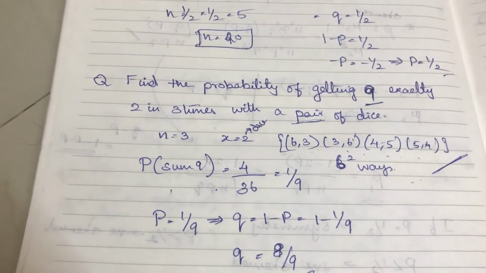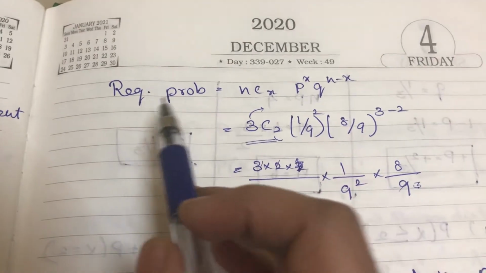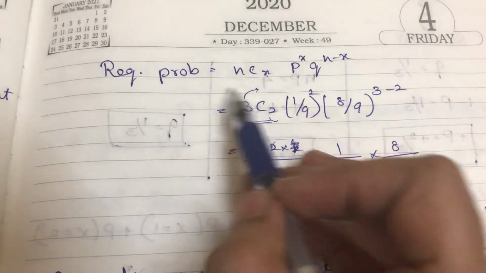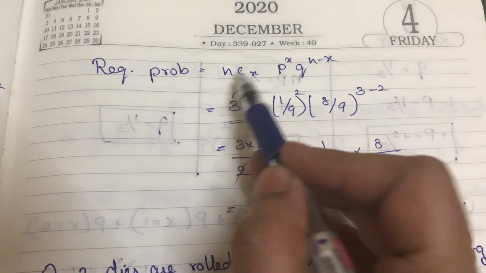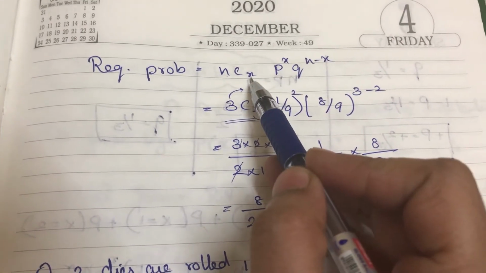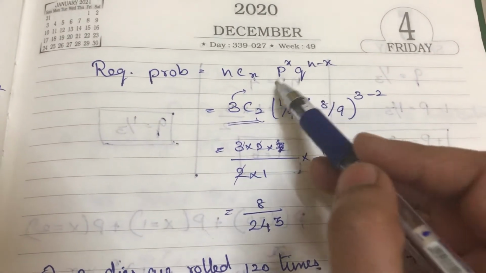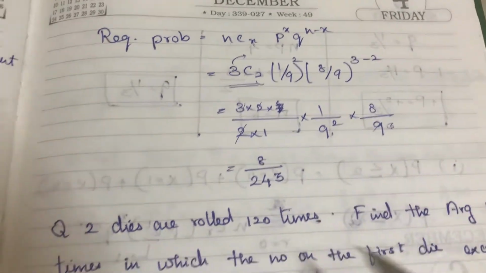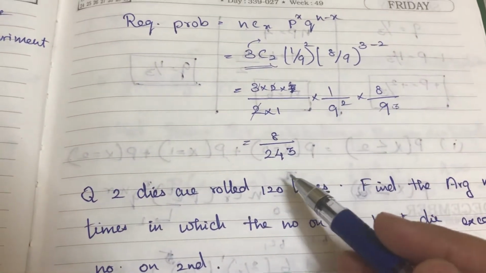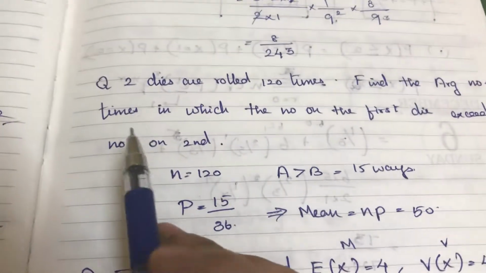Then we can directly substitute in the formula. For the required problem, we need to substitute the values here. N is 3 and X is equal to 2, and then the Q and P values. So we can directly substitute all the values. You will get the answer as 8 by 243. Right? Okay.